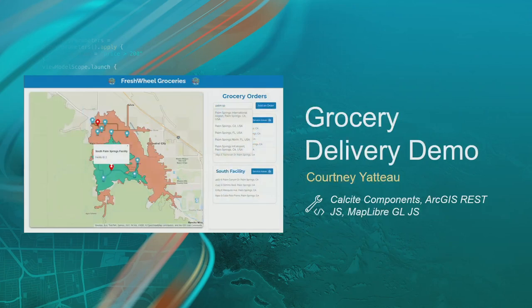Okay, cool. Thank you, Russell. All right, so for my first use case demo, I will be showing a grocery delivery demo app. And for this, I've used Calcite components and ArcGIS REST.js, just like in Russell's other use cases. The mapping library, though, that I've chosen for this application is MapLibre GL JS, which is one of our open source libraries that we actually do offer documentation for on our website.